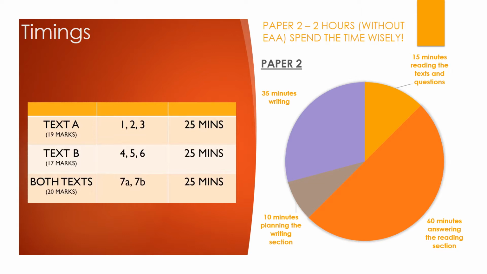So you want to spend about 60 minutes actually answering the questions, and then you want to look at the writing section and spend about 10 minutes planning the writing section and about 35 minutes doing the writing. These are all guidelines and aren't exclusive, and you can do them in any order. You could do the writing section first and then the reading, but I would recommend that you do the reading section first, because the reading section will actually help you with the writing section.